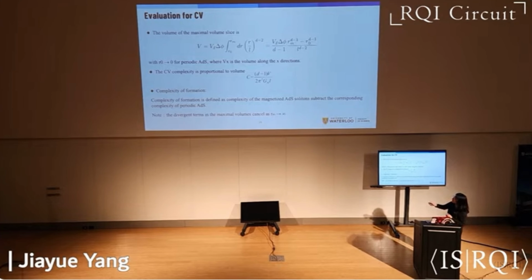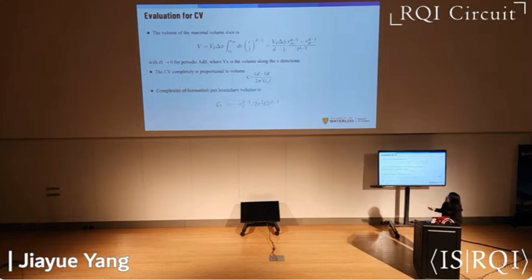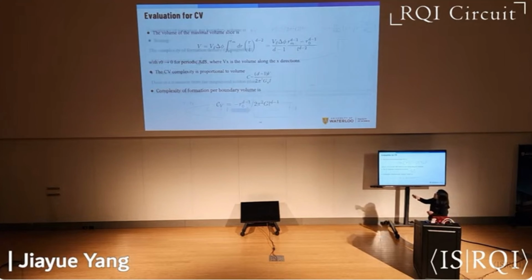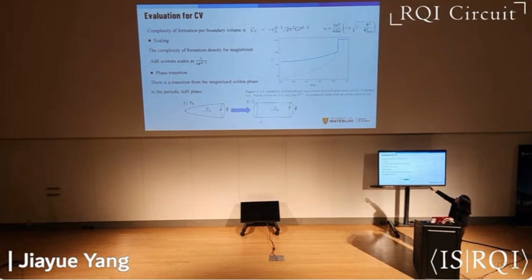So in order to cancel this divergence, we introduce the complexity of formation. It is just the complexity of the magnetized AdS soliton minus the corresponding complexity of the AdS. Our complexity is proportional to R naught to the D minus 1, and R naught is proportional to 1 over delta phi. So the complexity is proportional to 1 over delta phi to the D minus 1.